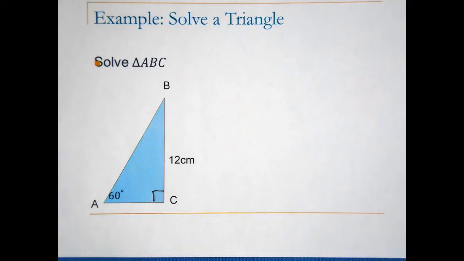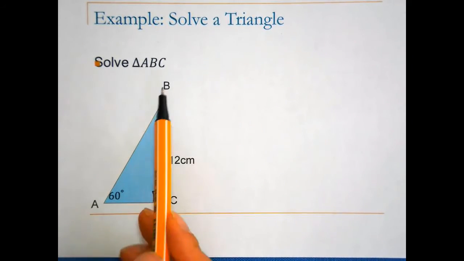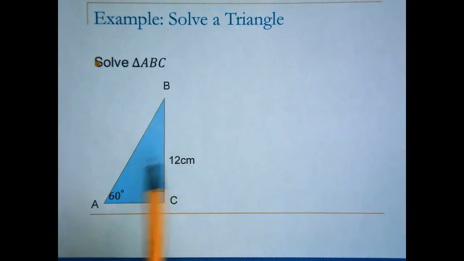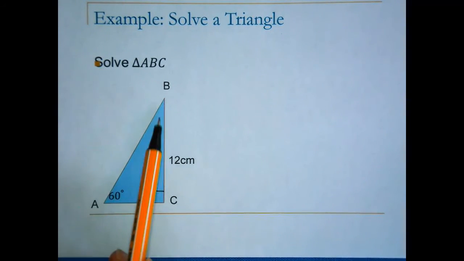Okay, so this is triangle ABC and it is a right triangle. So we only know this side, but there are two sides that we need to find and there is one angle that we need to find.